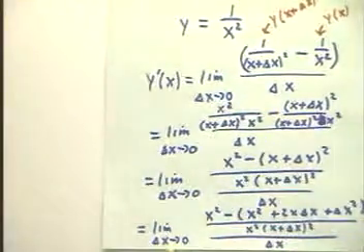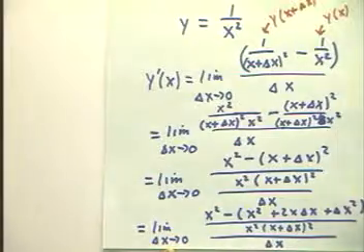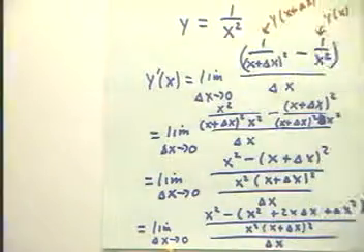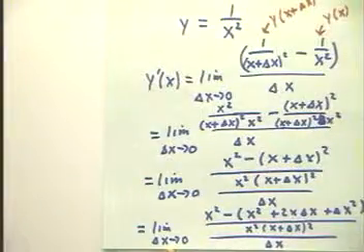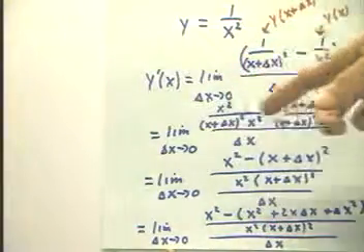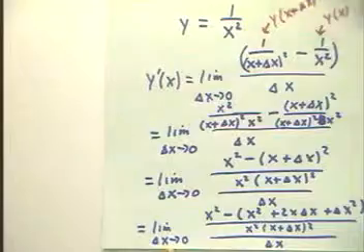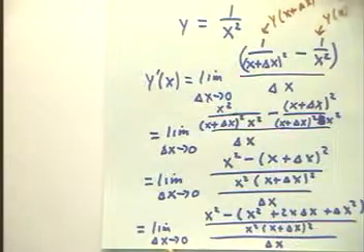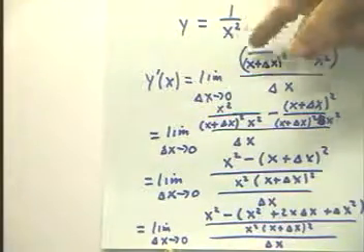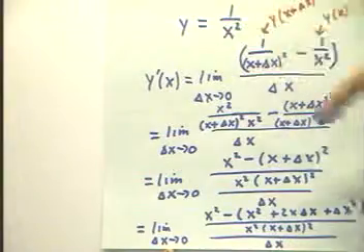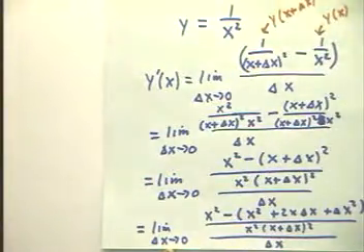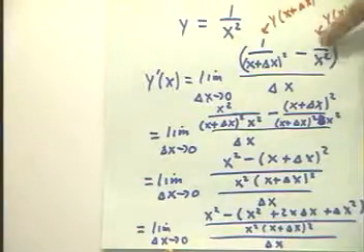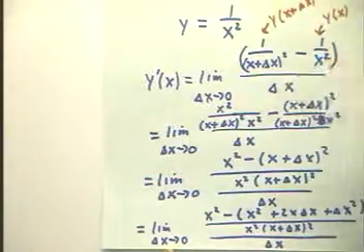Following the same procedure for the function y equals 1 over x squared, we get y prime of x is going to be the limit as delta x goes to 0 of y of x plus delta x. We haven't written out that step, but of course we substitute x plus delta x in for x. We get 1 over x plus delta x quantity squared, then minus y of x, that's minus 1 over x squared, all over delta x.